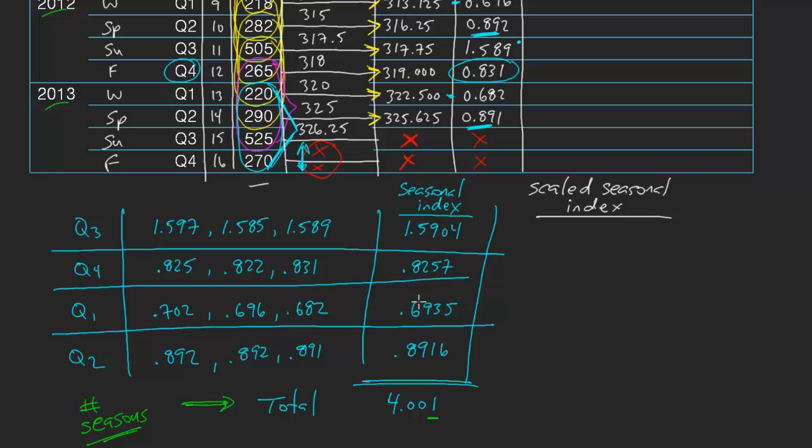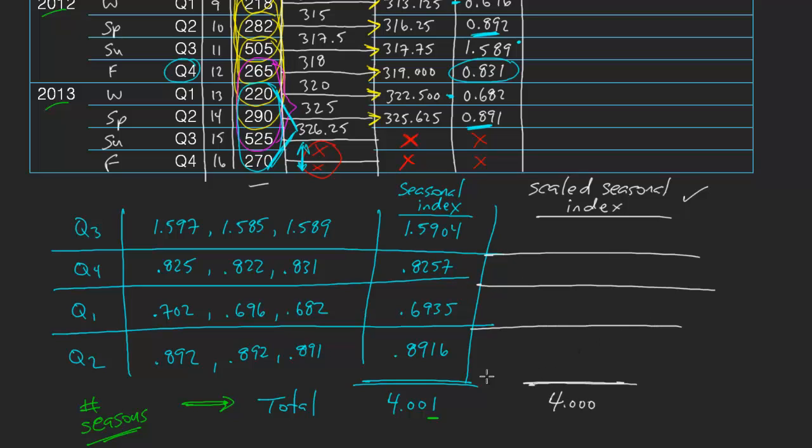These are the seasonal index values. What they really want are the scaled seasonal indexes. When we add up our scaled seasonal indexes, they will come out to be 4.000. So how do we get these values? How do we fill these numbers in? Well, you have to multiply each one of your results by the same amount. We're going to multiply them by the number of seasons that we should have had over the total that we did get. So this is going to be multiplied by 4 divided by 4.001 and so on.